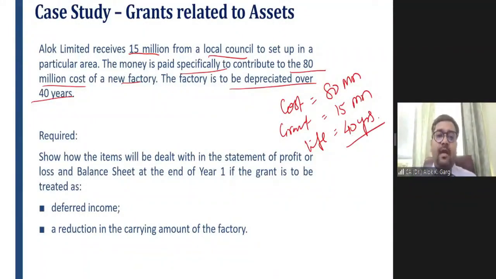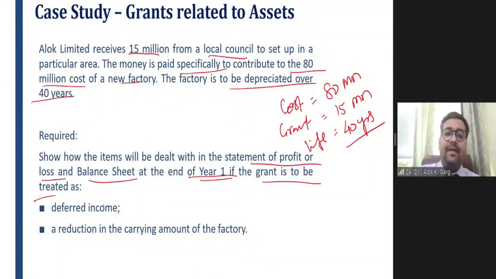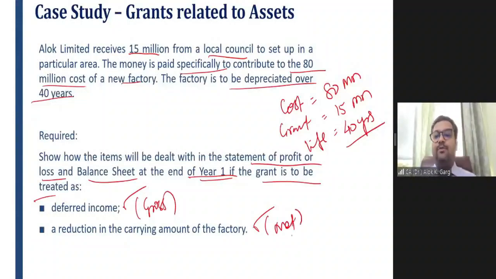Required, how the items will be dealt with in the statement of profit or loss and balance sheet at the end of year 1 if the grant is to be treated as deferred income or a reduction in the carrying amount of the factory. So first it is talking about the gross approach. Second, it is talking about the net approach. So what to do? Guys, tell me what to do.